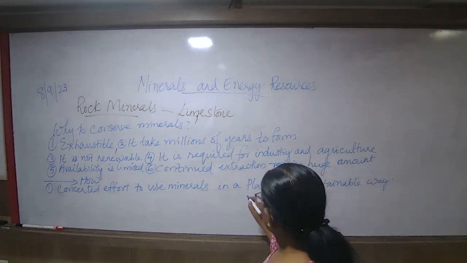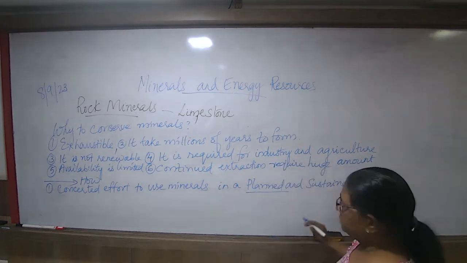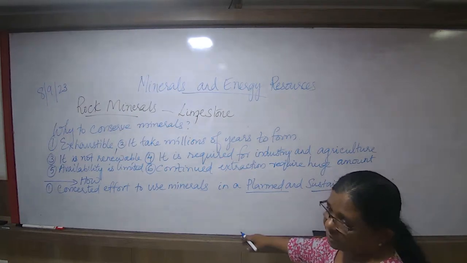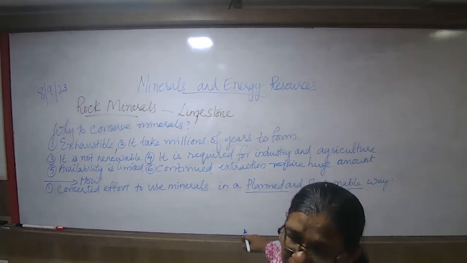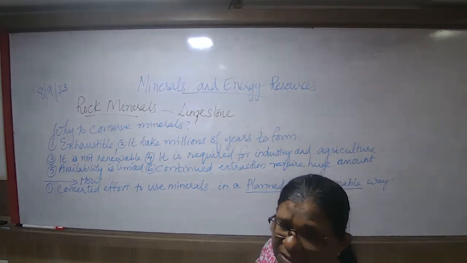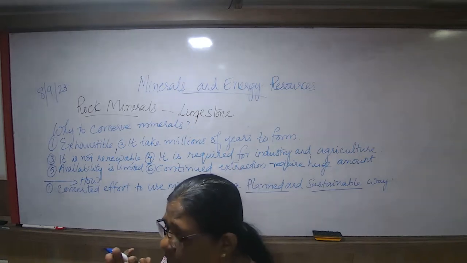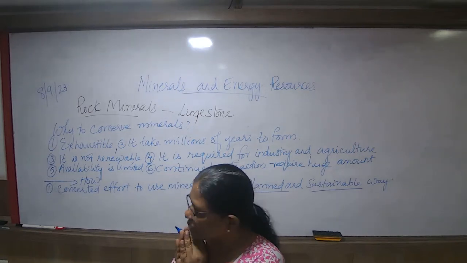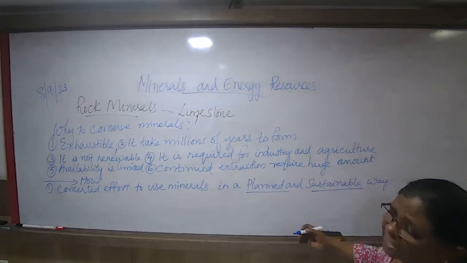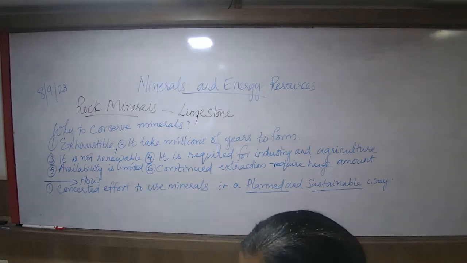See, here two words I have used: planned, and the second word is sustainable. You just write and give it. What is that? A planned way. That is careful planning of the use of resources. And second is a sustainable way. What is sustainability? Do you remember sustainability?